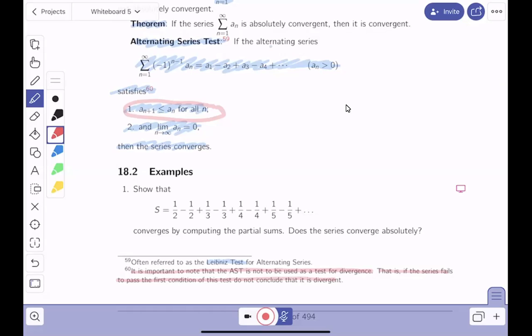So I'm going to say the AST is nice if it's a nicely behaving problem. If it's difficult, and you're going to see some really wacky, difficult problems in this section, you're going to say, I'm looking forward to a better test, and we will have a better test. The better test will be in a future section, and it's going to be called the root test. Let me go put that down for you. We'll have a root test.